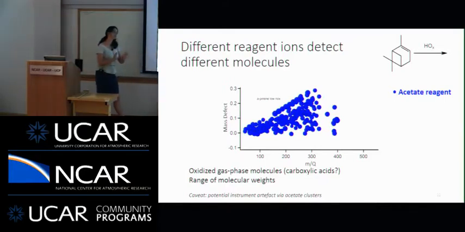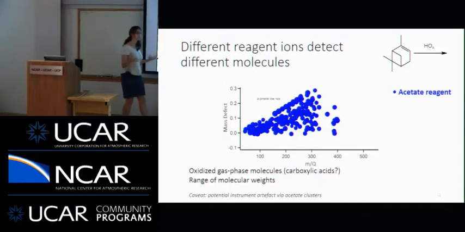We're seeing mostly carboxylic acids, but not every ion we see is a carboxylic acid. We see a large range of molecular weights, and as a chemist, I was initially surprised that we could possibly see things that have a molecular weight of 300 Daltons sitting in the gas phase. I think that's quite impressive. But we do see this pretty large diversity of molecules.